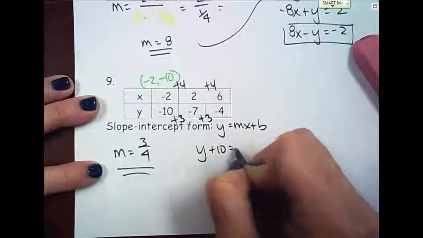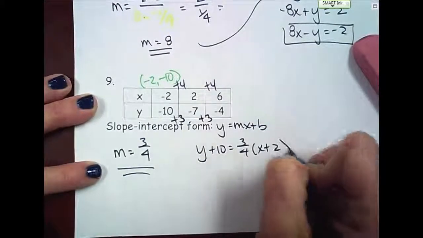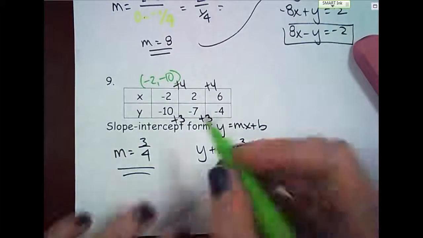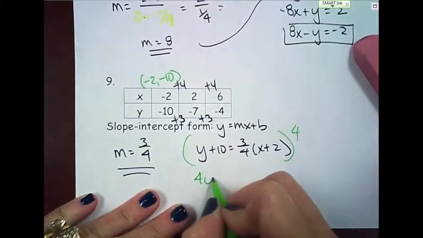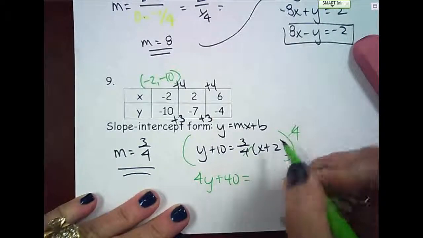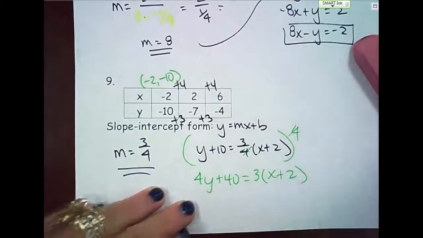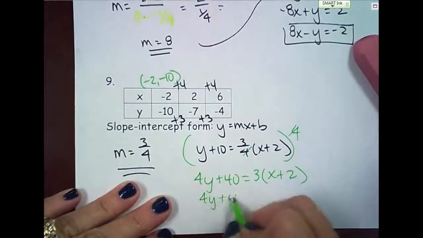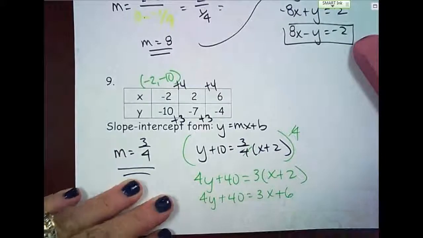y plus 10 equals 3/4 times x plus 2. 2 options. Distribute the 3/4 or multiply by 4. What would you like to do? Does anybody want to distribute the 3/4? Okay, we'll multiply by 4. You can distribute the 3/4, but then you have fractions. So multiply the whole thing by 4. You get 4y plus 40 equals, these cancel, 3 times x plus 2. What are you going to do next? Distribute. 4y plus 40 equals 3x plus 6.